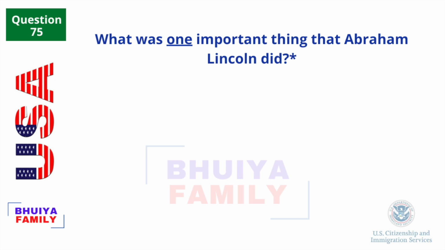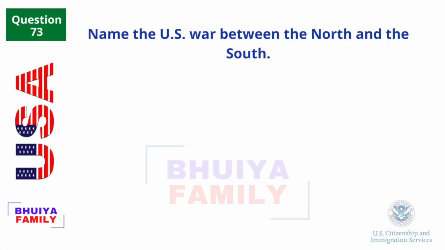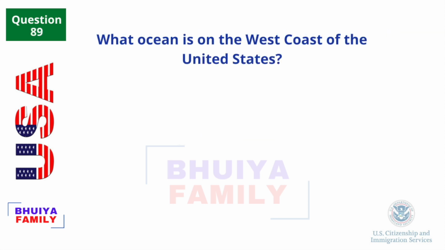What was one important thing that Abraham Lincoln did? Freed the slaves. Name the US war between the North and the South. The Civil War. What ocean is on the west coast of the United States? Pacific Ocean.